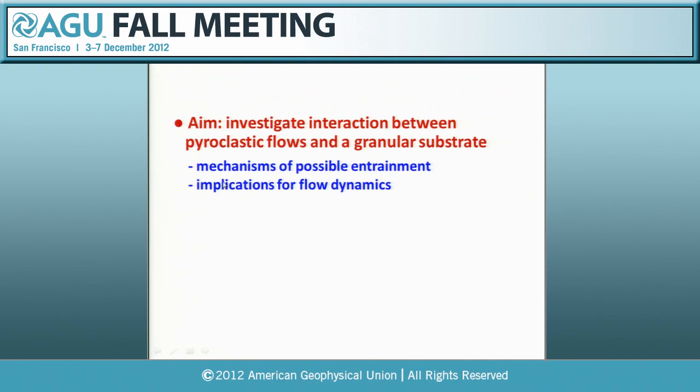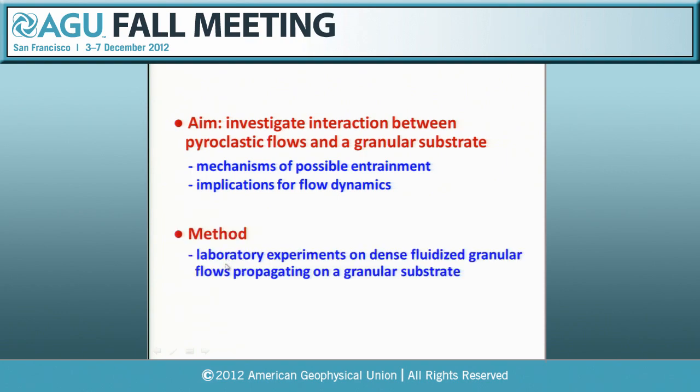So the aim of this study is to investigate the interaction between pyroclastic flows and granular substrates on which they can propagate. The objective here is to investigate the mechanisms of possible entrainment of the substrate by the flows, and then to discuss some possible implications for the flow dynamics. These issues were investigated here through laboratory experiments on dense and fluidized granular flows propagating on a cohesionless granular substrate.